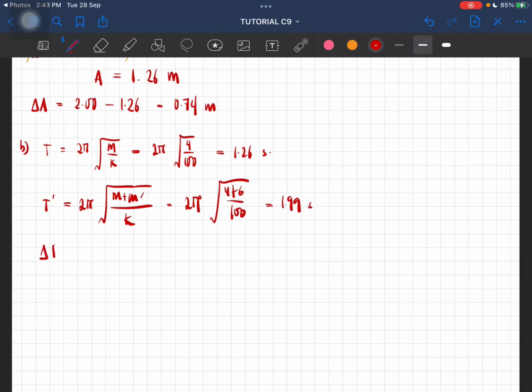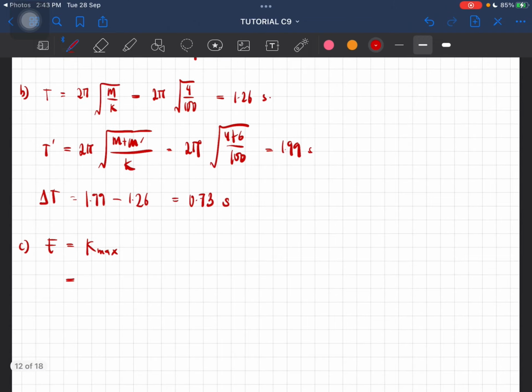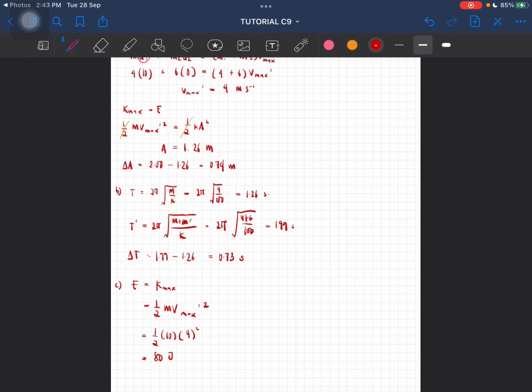So the change in period is 1.99 minus 1.26, which is equal to 0.73 seconds. Okay? And then lastly, we have to calculate the new total energy, which is E equal to the maximum kinetic energy, which is equal to half m v max squared, which is half times 10 times 4 squared, giving 80 joules. Okay?